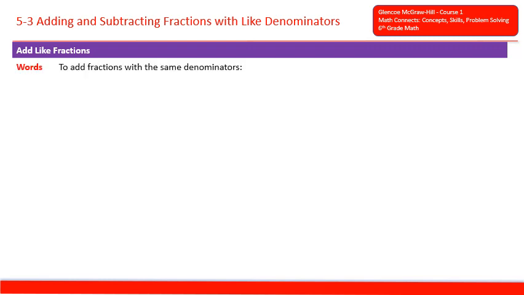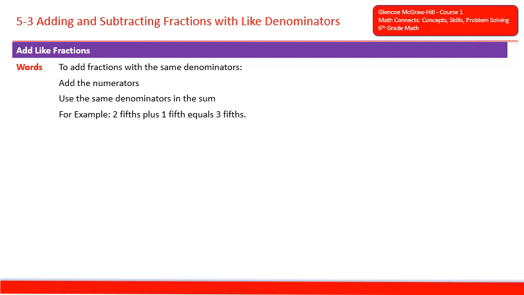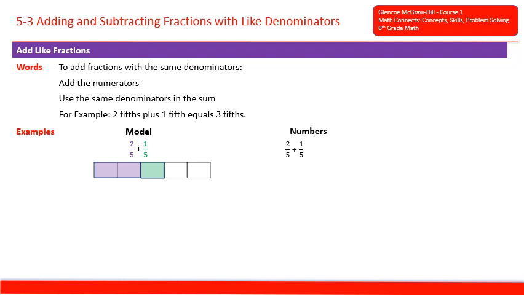Add like fractions in words. To add fractions with the same denominators, we add the numerators and use the same denominator in the sum. For example, 2/5 plus 1/5 equals 3/5. And then in numbers, 2/5 plus 1/5 is the same as 2 plus 1 over 5 equals 3/5.